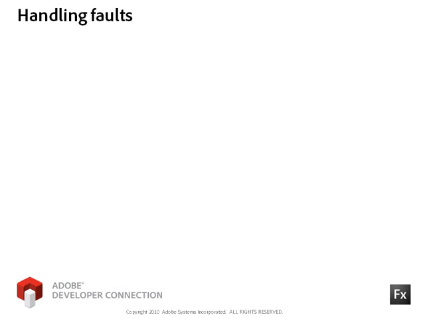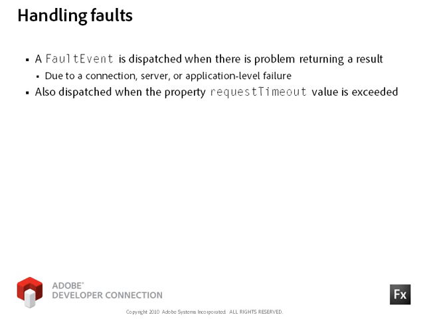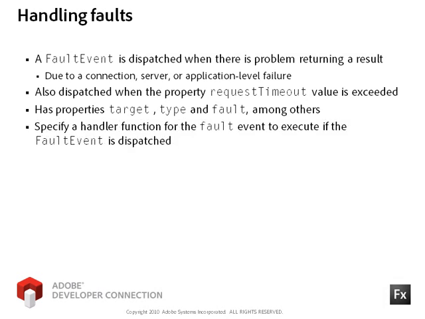Handling faults with HTTP service is very similar to handling results. A fault event will dispatch when there are problems retrieving data from a service. A fault event will also dispatch when the request timeout property is exceeded. The fault event dispatches an event object, so you will have access to properties like target, type, fault, and others. As when handling a result event, you will define an event listener function and pass the event object to it.